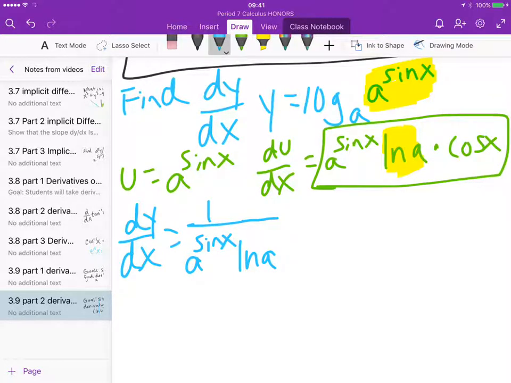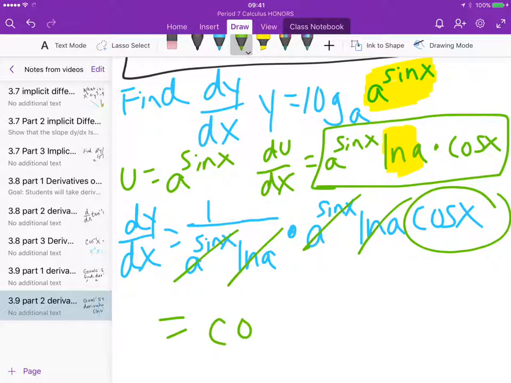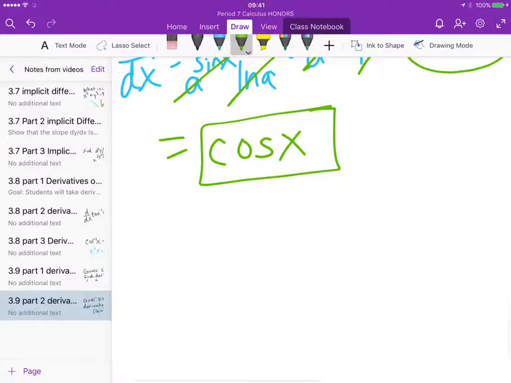And so, continuing to move it down here, we now multiply all of this by a to the sine x, multiplied by the natural log of a, cosine of x. Well, take a look at what happens when you multiply all these out. The a to the sine x will cancel with a to the sine x. The natural log of a will cancel with the natural log of a. And all we are going to be left with is cosine of x. And we can always double check and make sure that fits, because it does end up being the derivative of y with respect to x in this example.